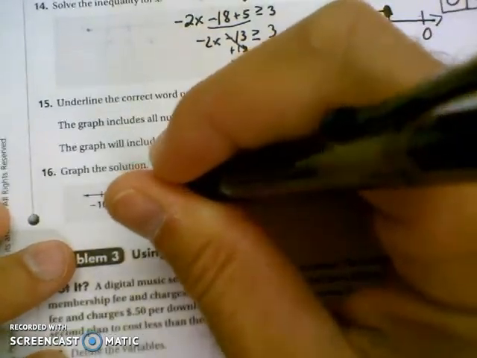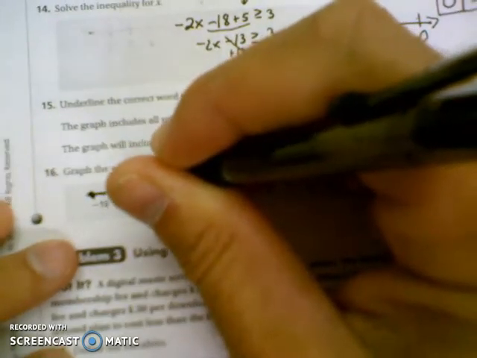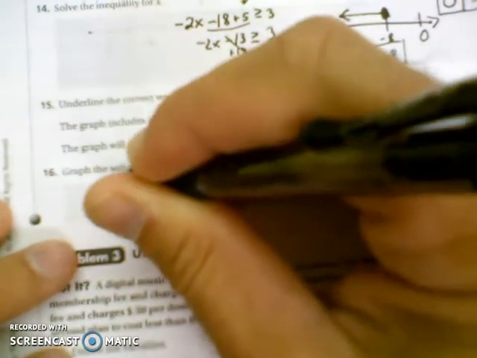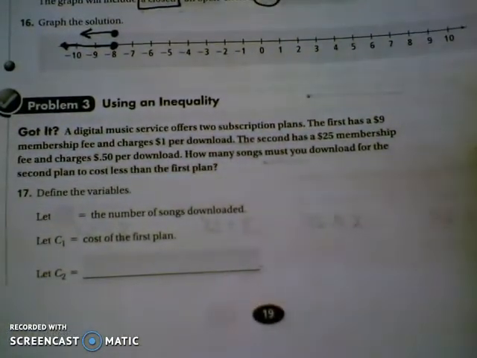You can do it on the number line and go this direction. Or you can do it above the number line, which I like to do, and go that direction. Just so you can see it better. And especially if you do more than one graph on a number line, it's kind of nice. So number 3, problem 3, using an inequality.